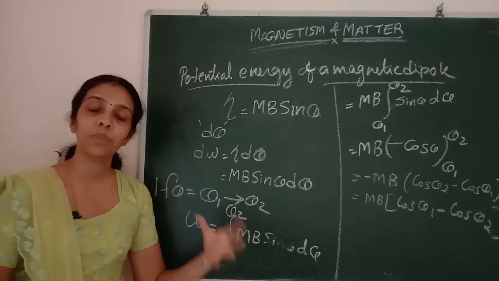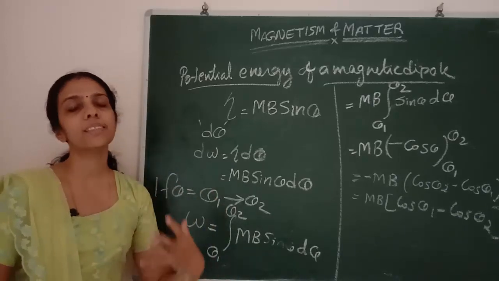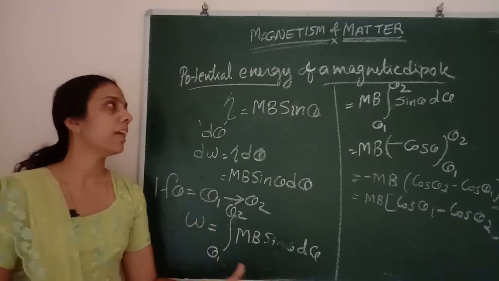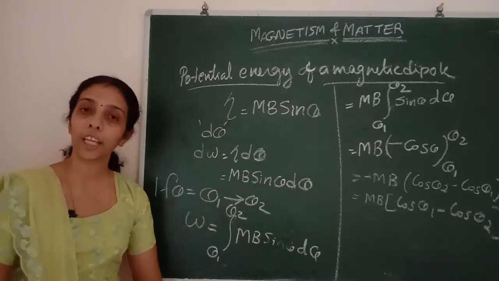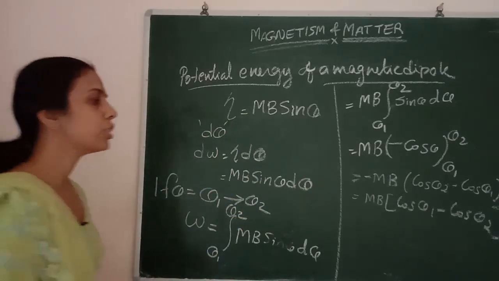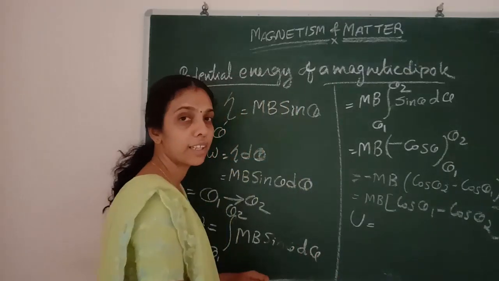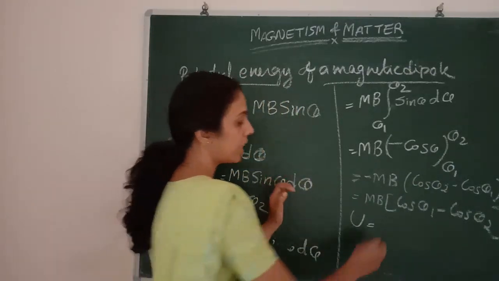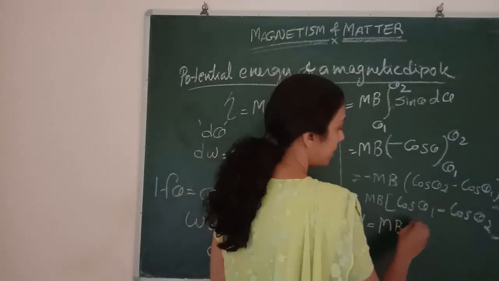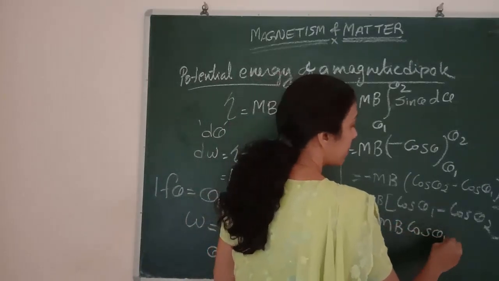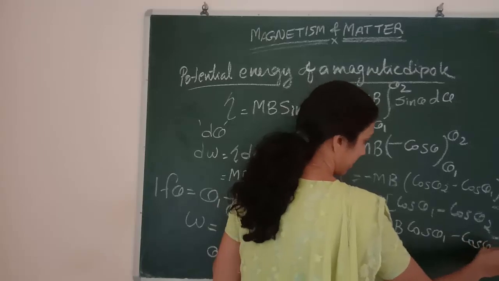So this will be the potential energy. This work done will be stored as energy in the dipole. So that energy will be equal to the potential energy. The potential energy of the system is represented by U. That is equal to mB (cos θ1 minus cos θ2).